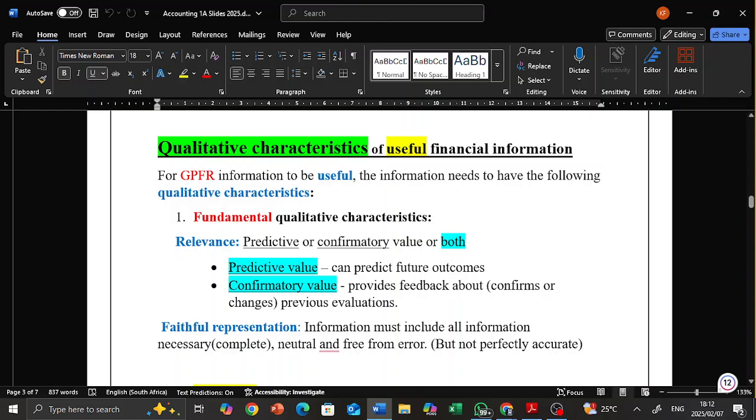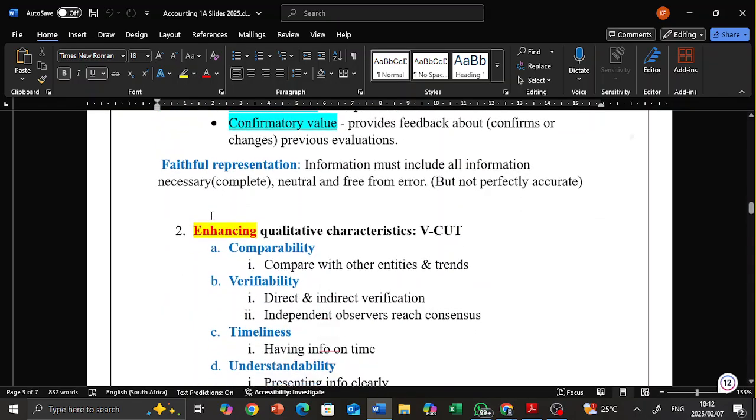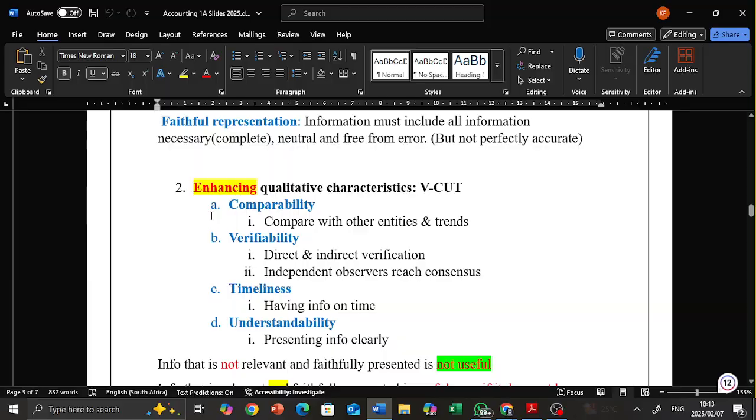There's fundamental qualitative characteristics, very important. Fundamental qualitative characteristics must always be present for financial information to be useful. Always. Enhancing qualitative characteristics don't always have to be there. That's why they are called enhancing. And as I've said, enhancing, why?